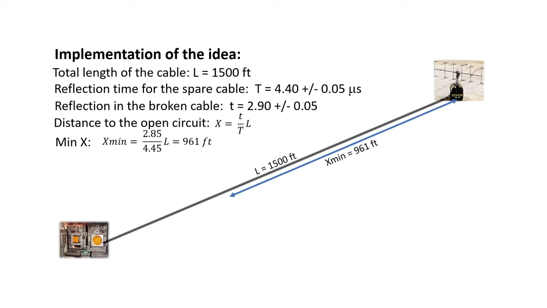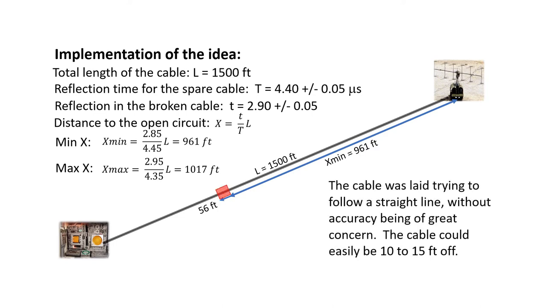The minimum of that expression would be 961 feet, taking the minimum for the broken cable and the maximum for the spare cable. Doing the opposite, we find the maximum possible length. That is 56 feet of uncertainty. The cable was laid trying to follow a straight line, without accuracy being the greatest concern. The cable could easily be 10 to 15 feet off in either direction, leaving the search area equal to a rectangle 30 by 56 feet.